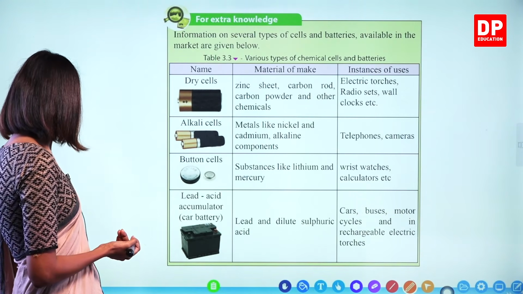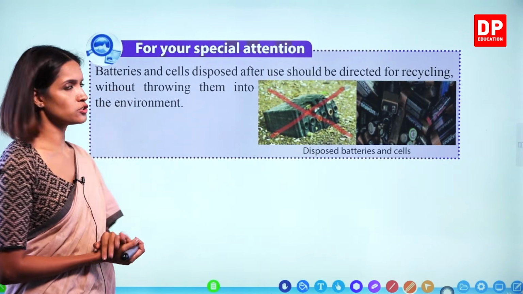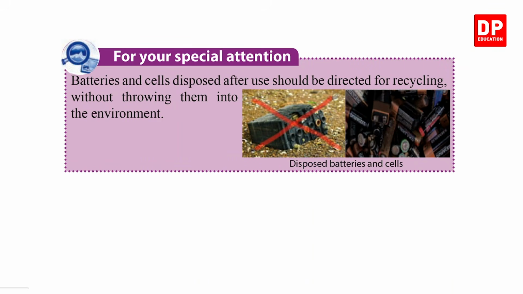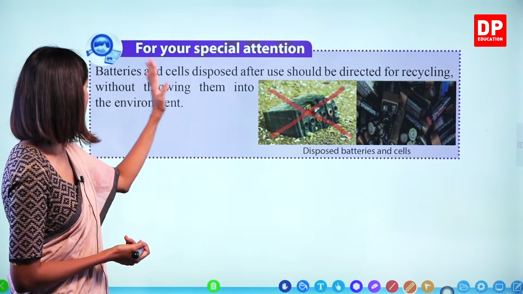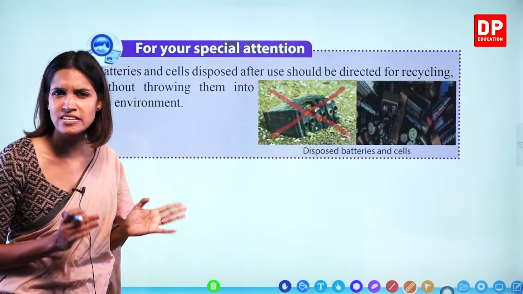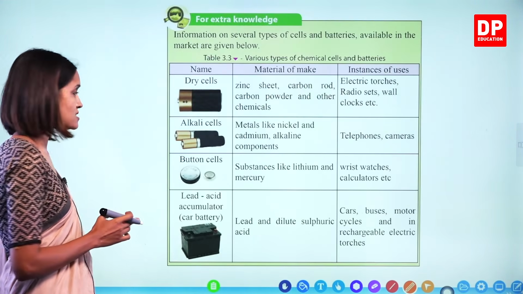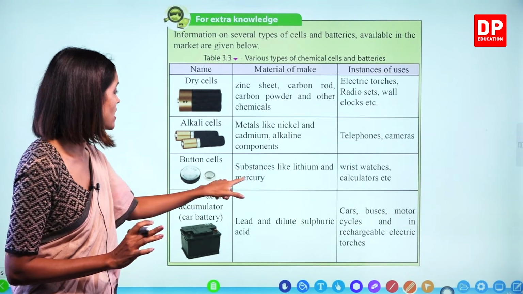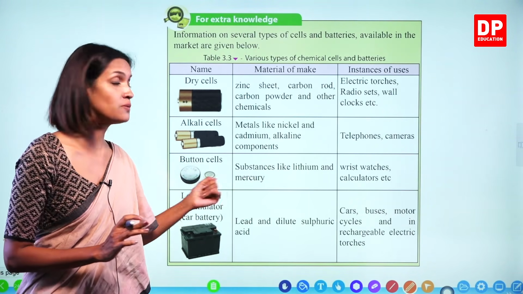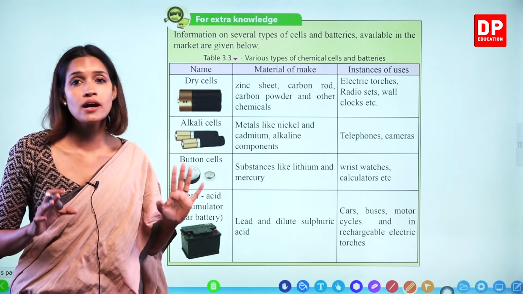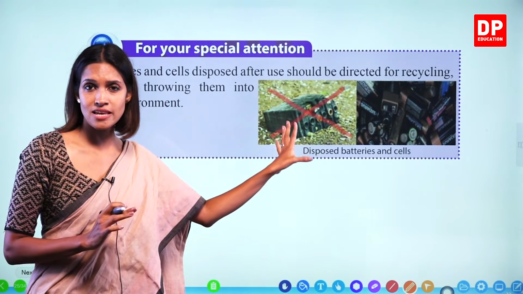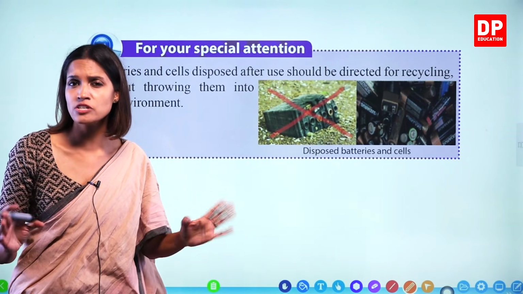Okay. So, there's another important thing that you have to learn. For your special attention: batteries and cells disposed after use should be directed for recycling without throwing them into the environment. Why? What is the reason? Now, there are some chemical substances that are really harmful for organisms. What are they? You can see mercury present and lead present. All these substances are very harmful. What will happen without recycling these types of cells and batteries? If we just throw them into the environment, what will happen?